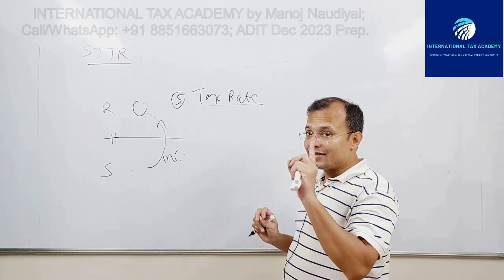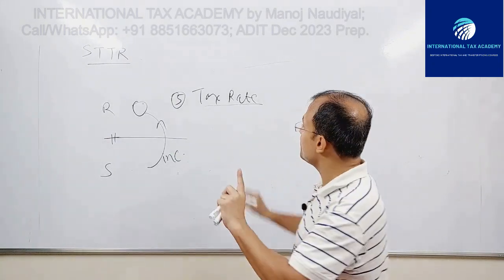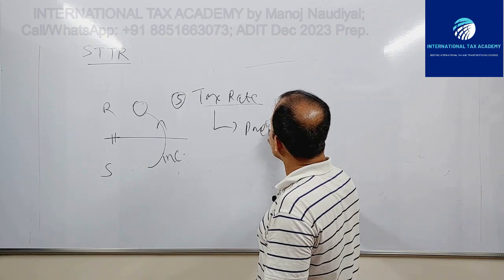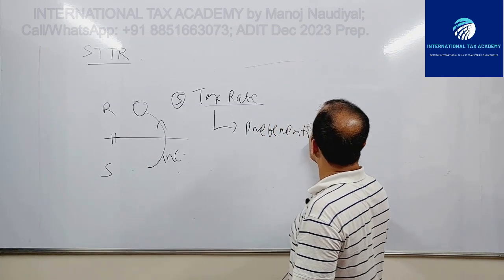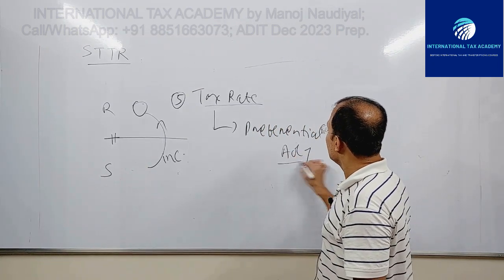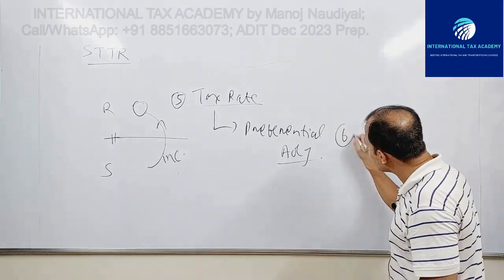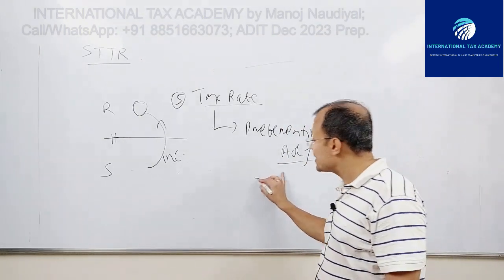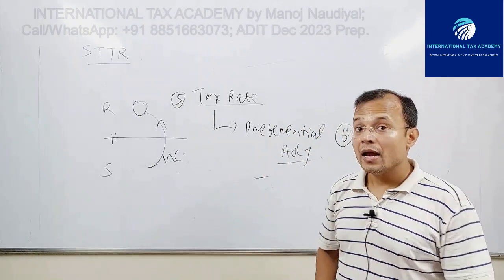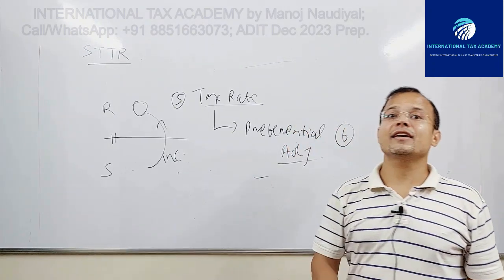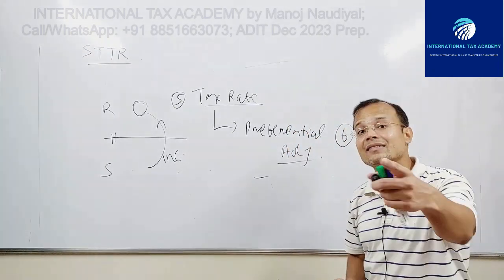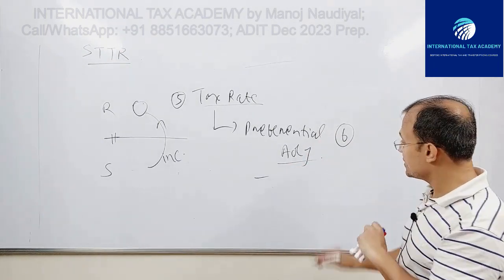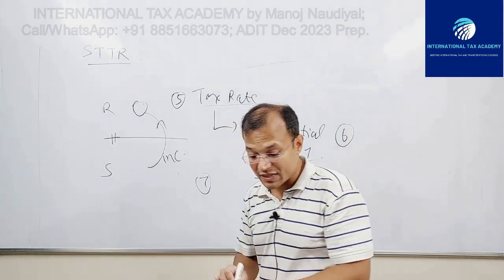And this tax rate takes into account any preferential adjustment. This is defined in paragraph number 6. What is preferential adjustment? Preferential adjustment takes care of exemption, full exemption, part exemption. It takes care of deductions. It takes care of tax credits.